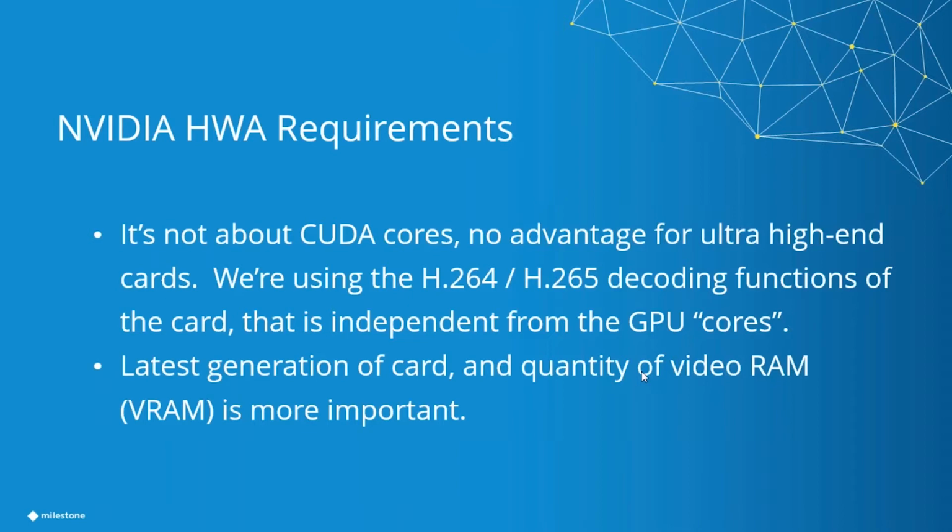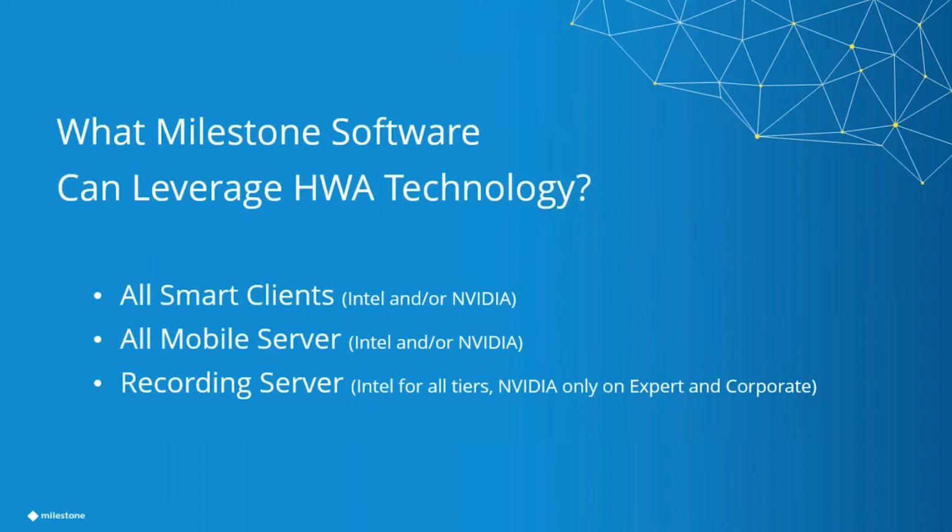So what software can leverage the hardware acceleration technology? All of the smart clients can, both Intel and NVIDIA, and again, it'll load balance. If you have two NVIDIA cards and an Intel, it'll use all three of those and automatically balance the load on the screen. I'll show you an example of that a little bit later. But you'll actually see some video channels on NVIDIA card one, some on NVIDIA card two, some on the Intel, and it actually mixes them up on a single screen and tries its best to balance out the load between all those different technologies you may have in the system.